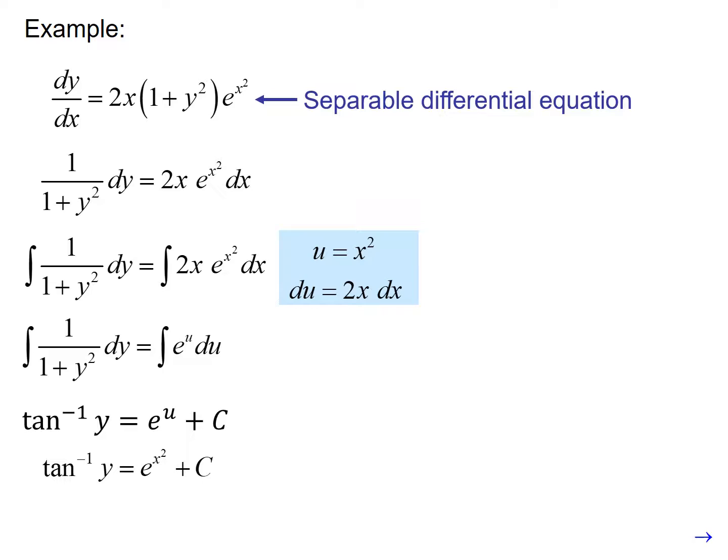And notice as I went through this, I didn't bother adding c sub 1 to the left and c sub 2 to the right. I just had one constant on the right-hand side.